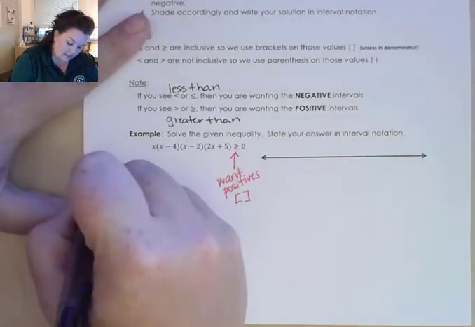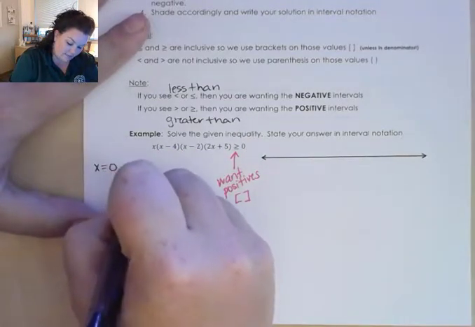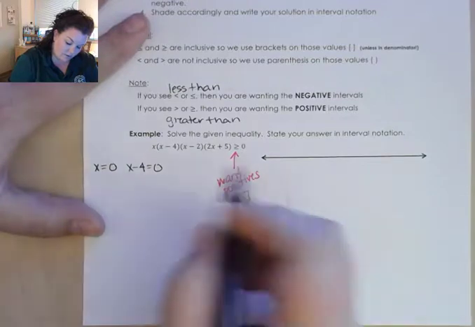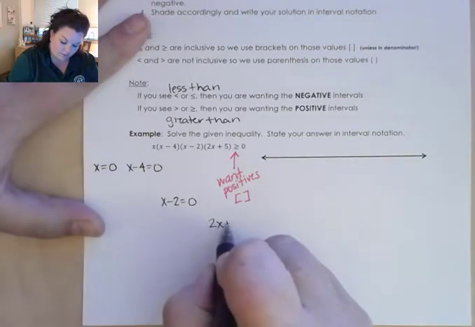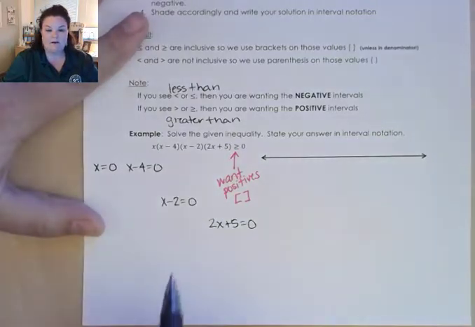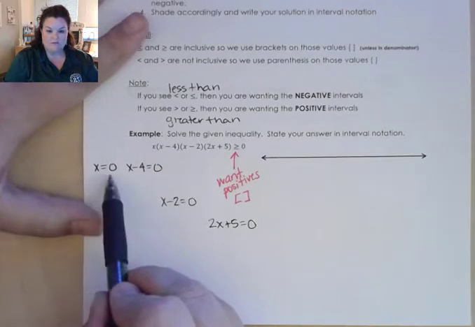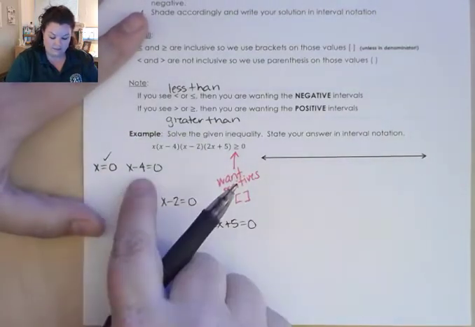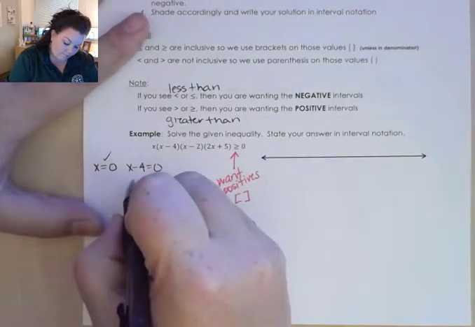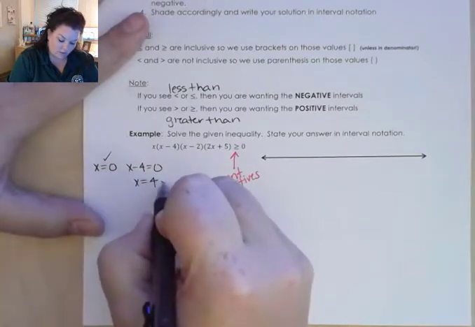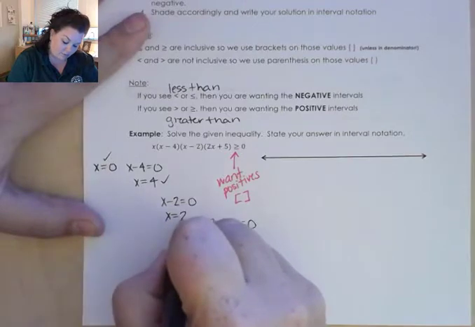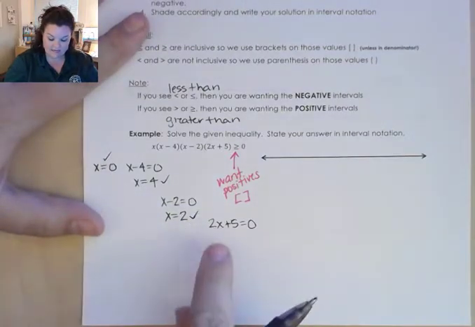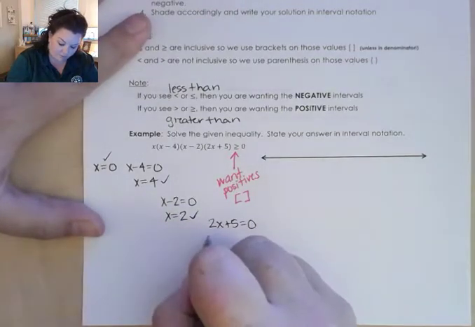So this means that x equals 0, x minus 4 equals 0, x minus 2 equals 0, or 2x plus 5 equals 0. Sorry, I'm kind of writing it all over the place. I just don't want to run into what I just wrote. So this one's already solved. x equals 0, check. And then here we have to move the 4 over. So this gives us x equals 4. So that's an x-intercept. We move this one over. We get x equals 2. So that's an x-intercept. And then this one we need to move the 5 over.